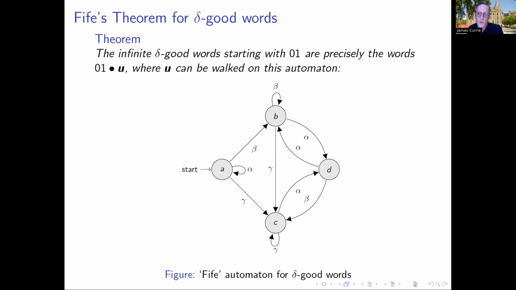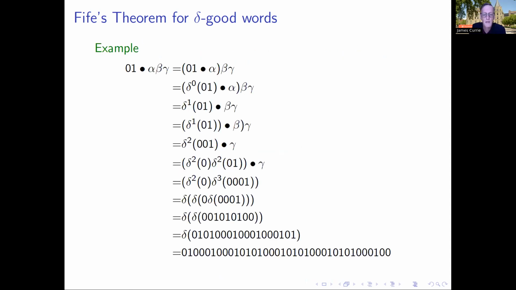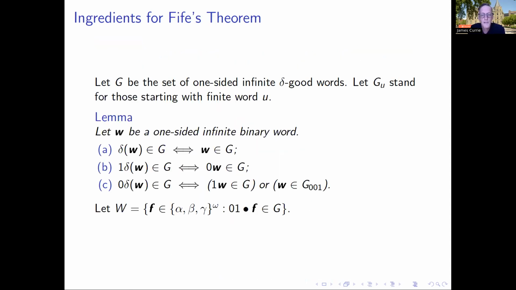And what does the proof look like? Well, the proof uses the structure theorem, and this proof is mimicking Nerad's proof of Fife's theorem. So let G be the set of one-sided infinite delta good words. I'll use a subscript U if G has a prefix U. So G sub U is the set of infinite delta good words which start with U.